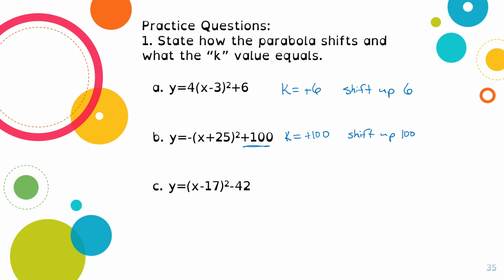Letter C, y equals (x - 17)² - 42. Again, we're looking at the value outside of the brackets, which is our k value. So k equals -42. It's negative this time, so that means we are shifting down, and it's 42 units.